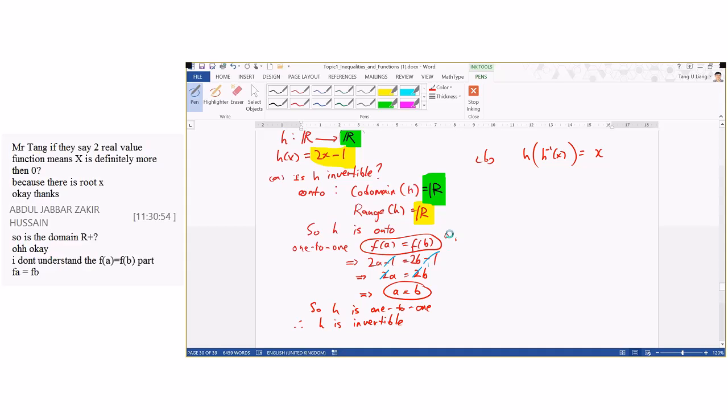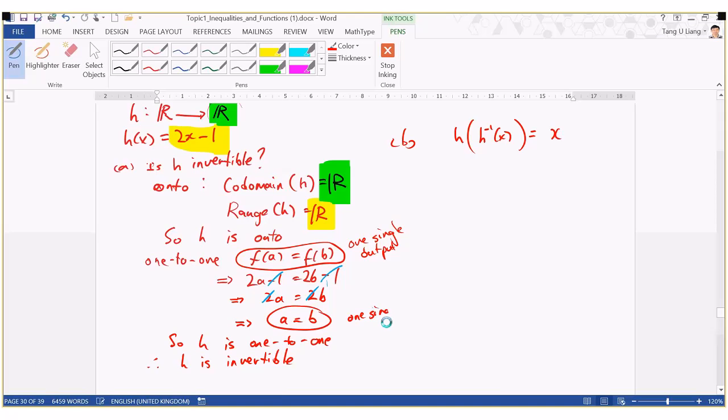And no, because you should show it algebraically, because you can't prove anything by drawing a graph. You must do the A and B method.